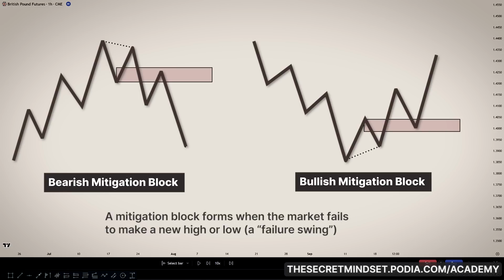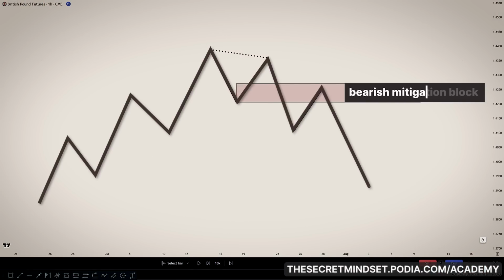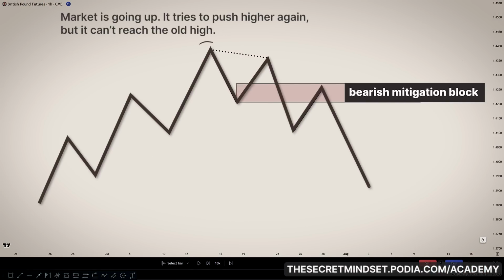A mitigation block forms when the market fails to make a new high or low. It's a sign that the current move might be running out of steam. It's a failure swing. Here's how it plays out. Let's say the market's been going up. It hits a high, pulls back, then tries to push higher again. But this time, it can't quite reach the old high. That's a mitigation block. It's a hint that the uptrend might be in trouble.